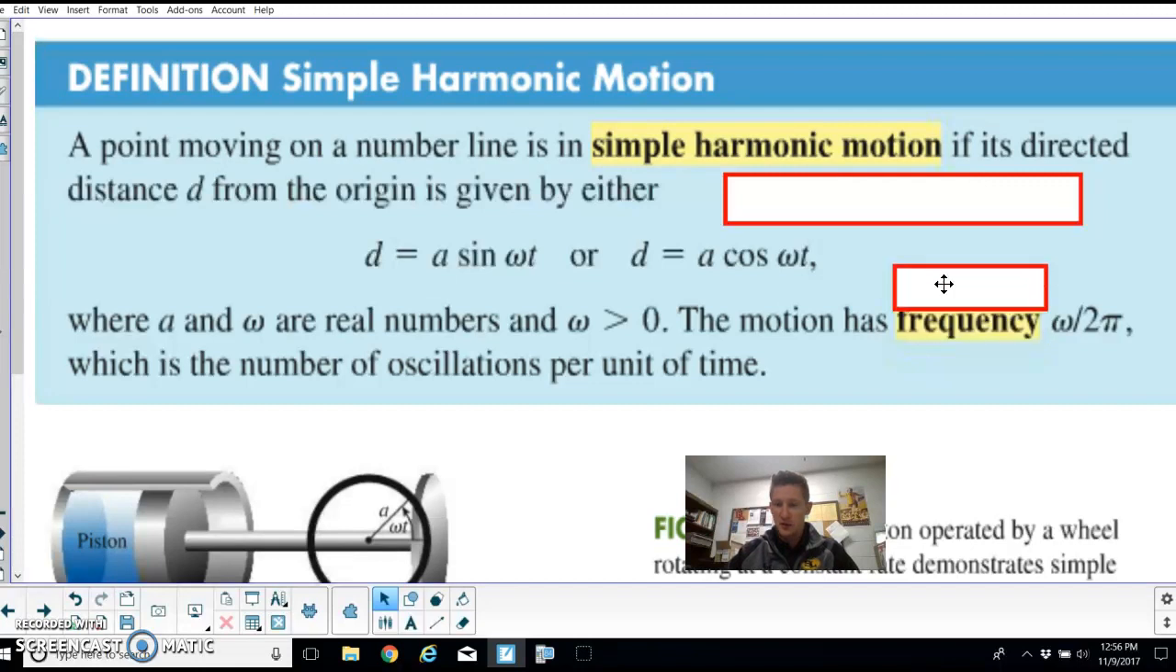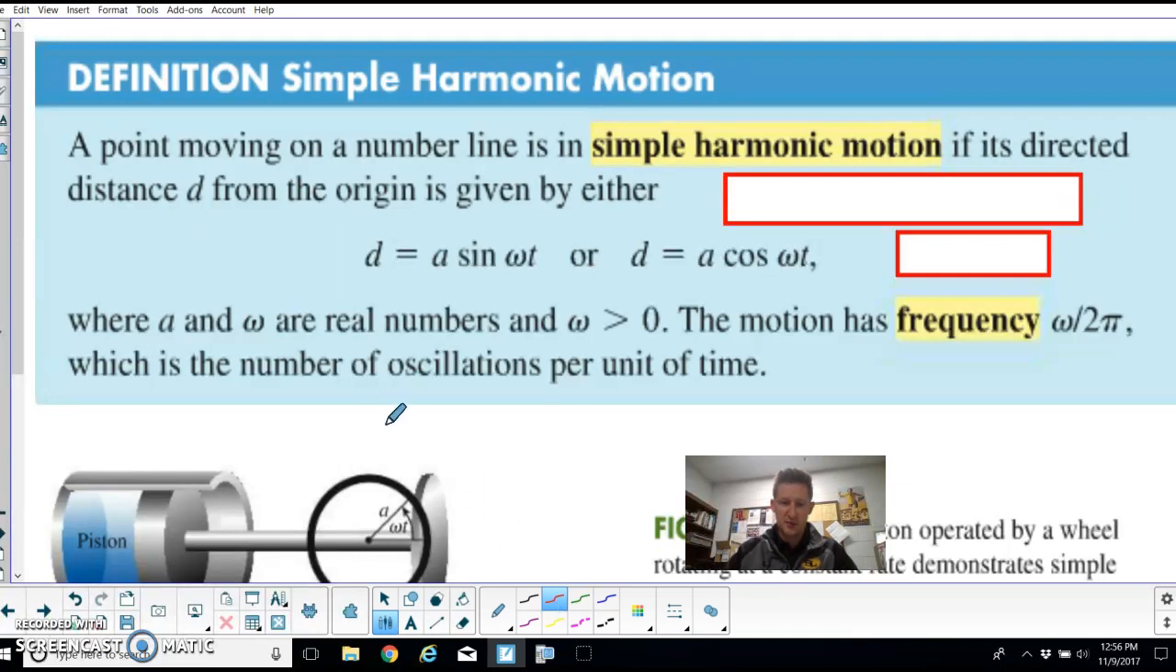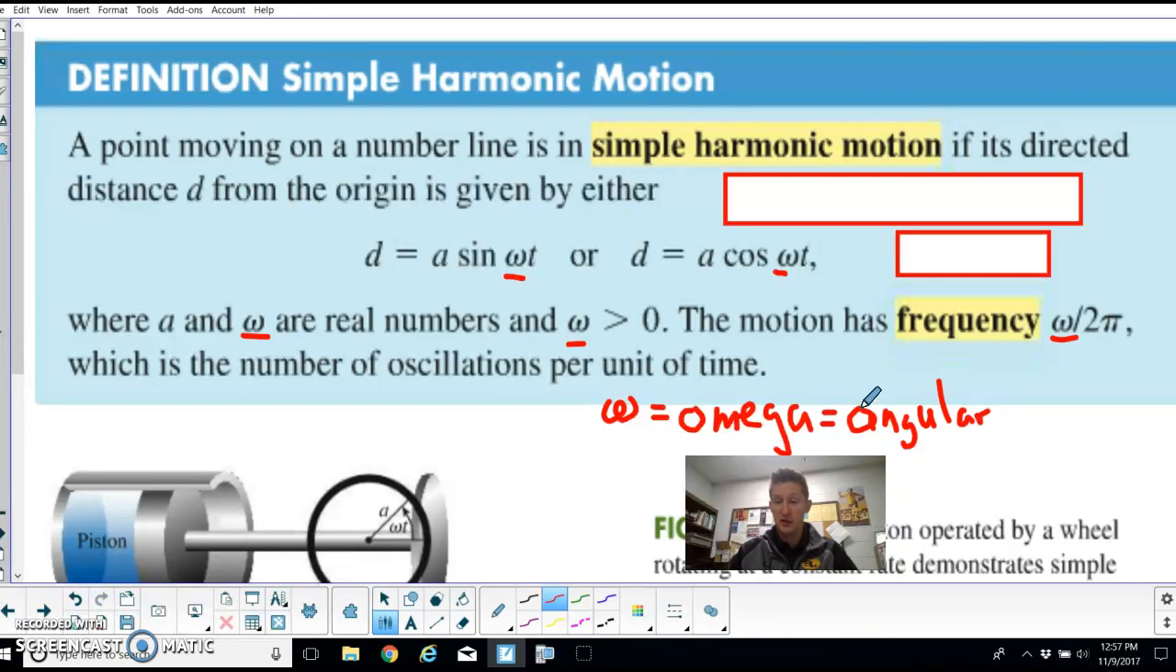So the motion has a frequency of omega divided by 2 pi, which is the number of oscillations per unit of time. I've used the word omega a couple times, so you may want to jot down a note. That symbol here is the Greek letter omega, like the alpha and the omega. This is the lowercase version of the Greek letter omega. Omega is often used in physics for angular velocity, which is how fast something is going around a circle, or traveling through a particular angle.